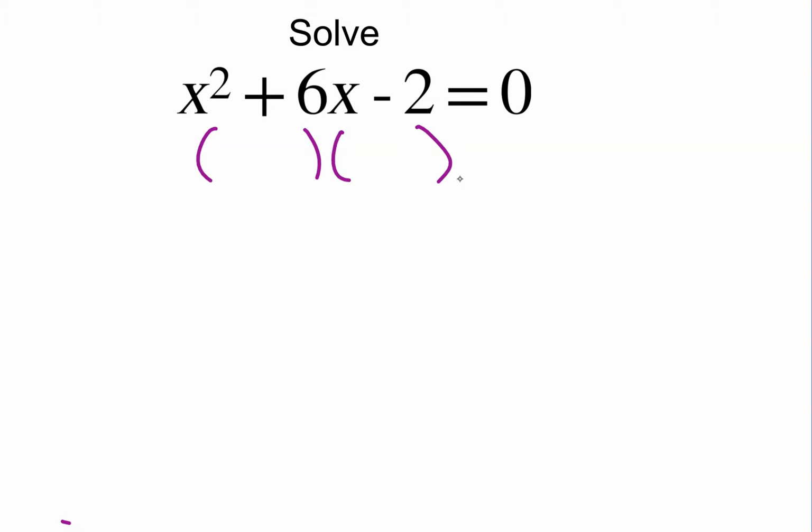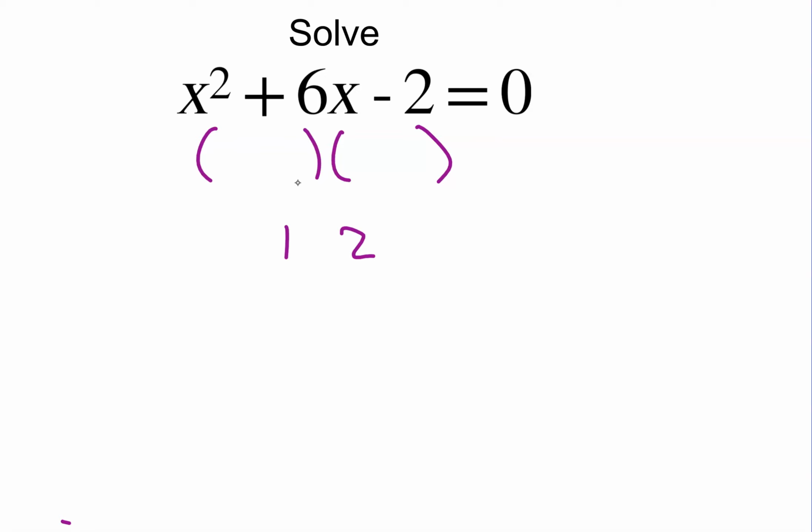But if we look at this and try to find factors of negative 2 that add up to 6, our only options are 1 and 2. And there's no way we can get that to add up to 6. So this is something that can't actually be solved by factoring. So we need another method.